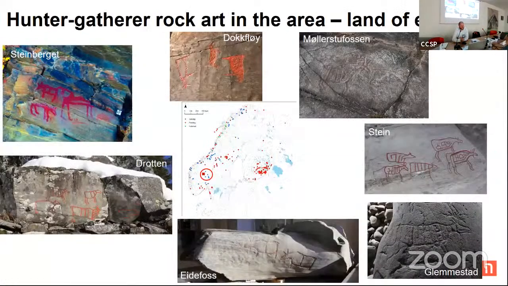And if you look at the rock carving sites close by, you can see that there is one motif dominating the whole area, and it's the elk motif. So you have Steinberget with the paintings, you got Doffløy here, Møllerstufossen, Stein, Glemmestad down here, Eidefoss and Drotten, and all of them have a major focus on the elk and the elk figures.